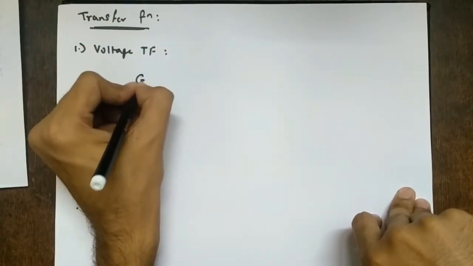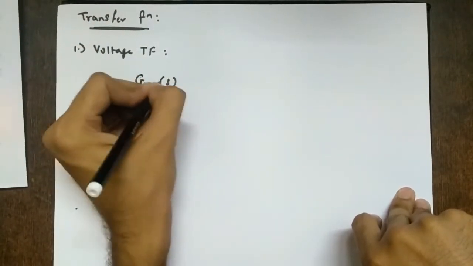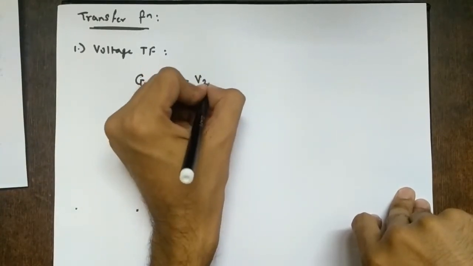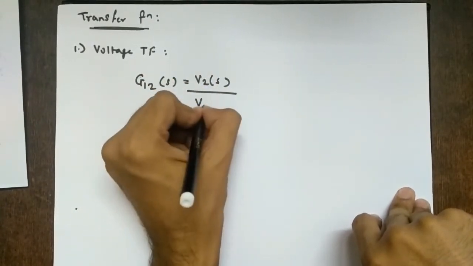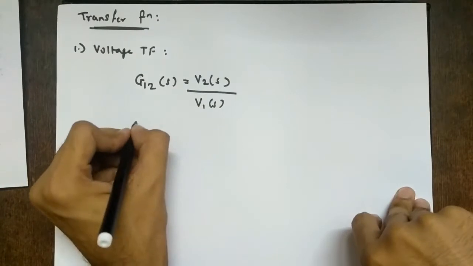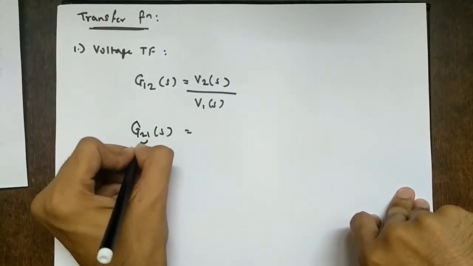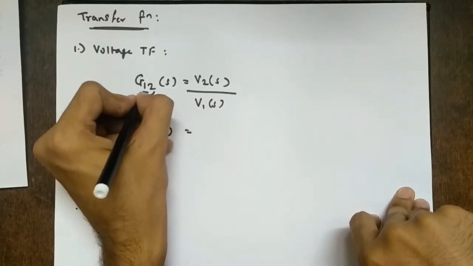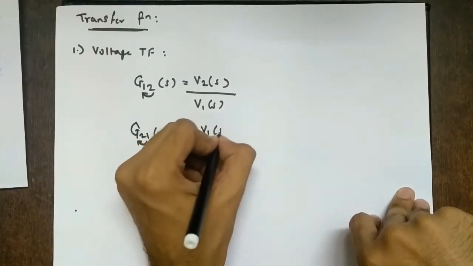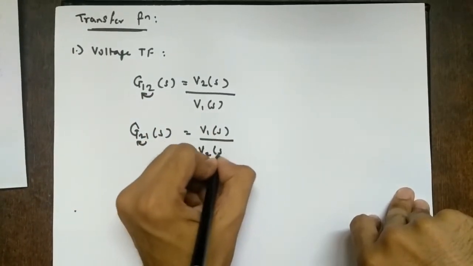So the voltage transfer function standard is G12 of S. It is output by input, so port 2 by port 1. But if you are saying G21 of S, then it is 1 to 2. So it always goes from right to left, remember. So this will be V1 of S by V2 of S.